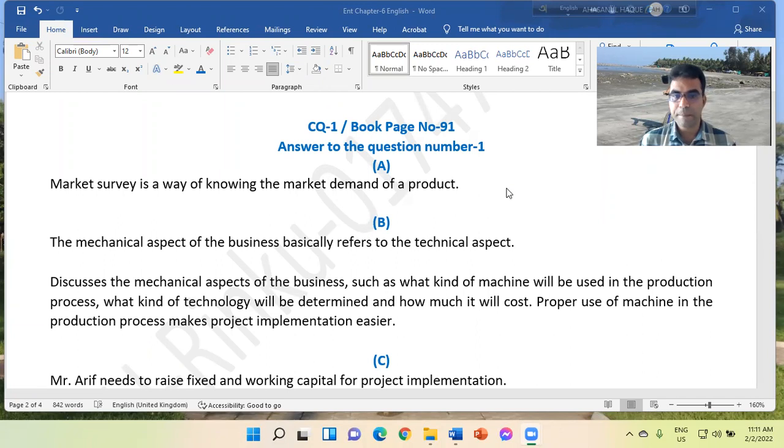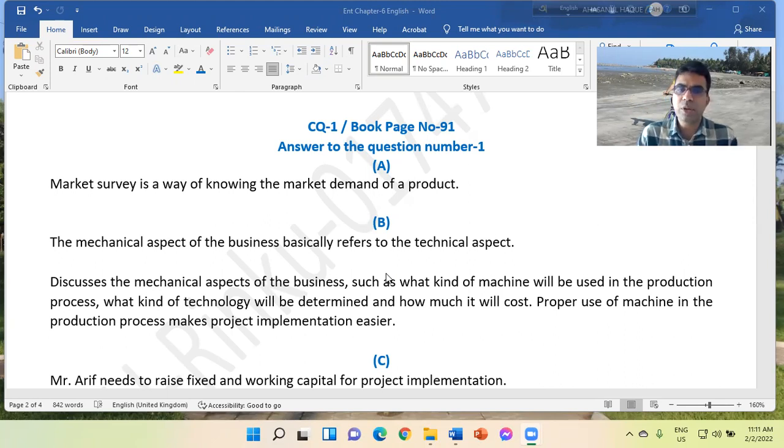Then question number 3, based on the STEM, what type of capital is necessary to implement the project of Mr. Arif and his friends in light of the above paragraph?